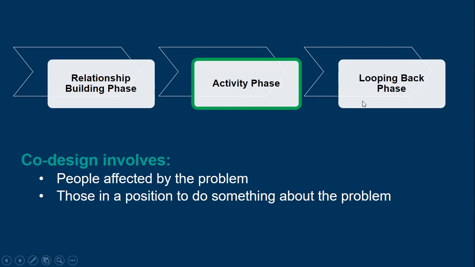The third piece, which is often forgotten about, is the looping back in the evaluation phase. So this is when you go back to your participants and say, hey, this is what's happening. These are the timelines. This is how your feedback was used. And also this is how it wasn't used and why. And these are the timelines that we're looking at towards implementation.